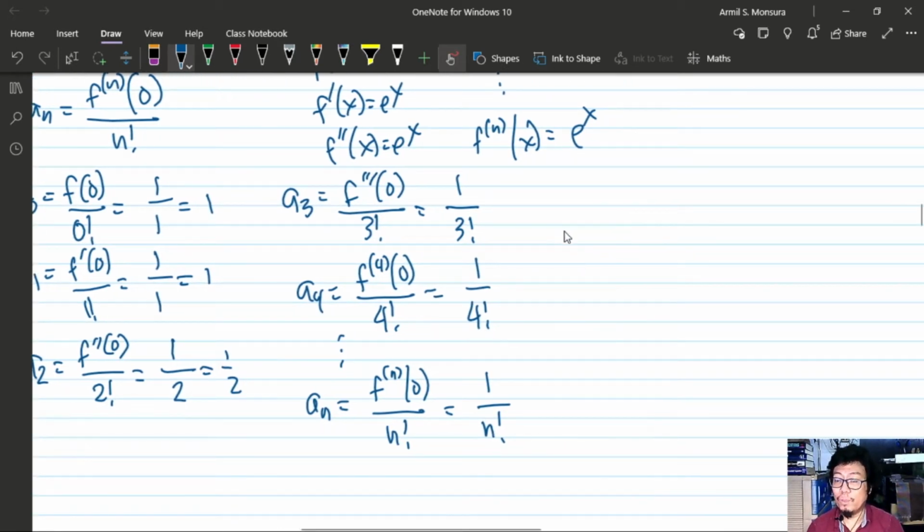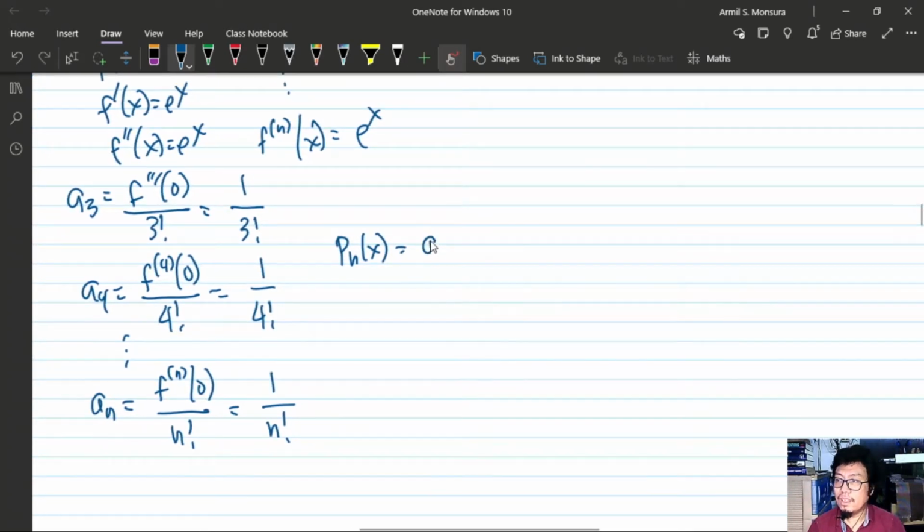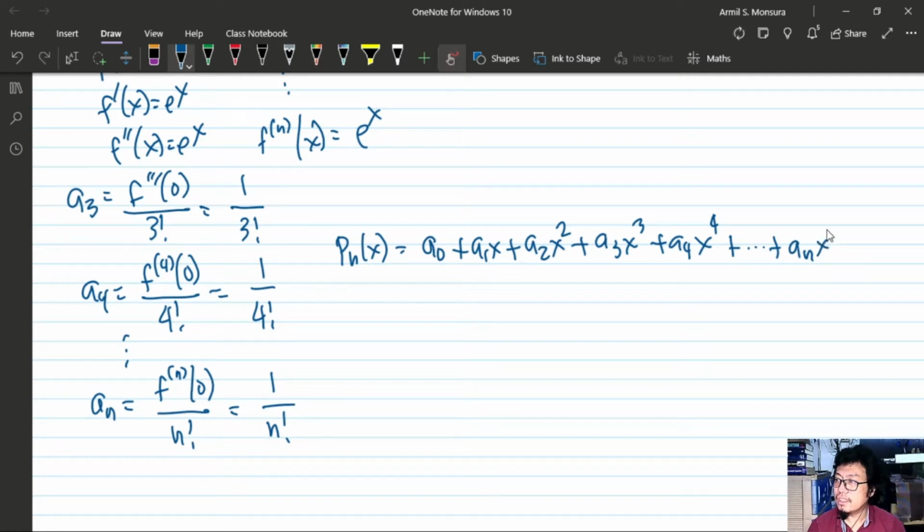So this is now your Maclaurin polynomial. So Pn of x, the nth order Maclaurin polynomial, is a0 plus a1x plus a2x squared plus a3x cubed plus a4x to the fourth, and so on, until a sub n times x raised to n.